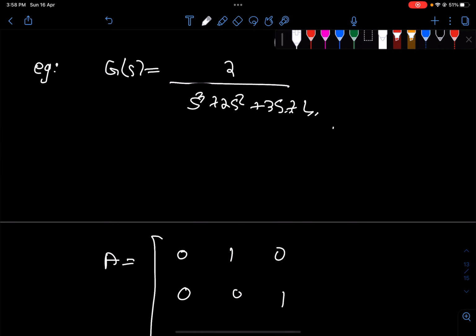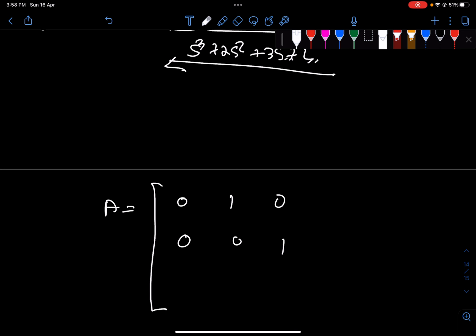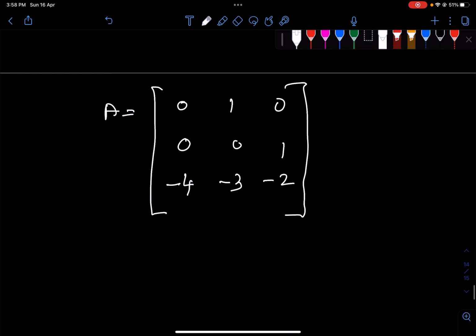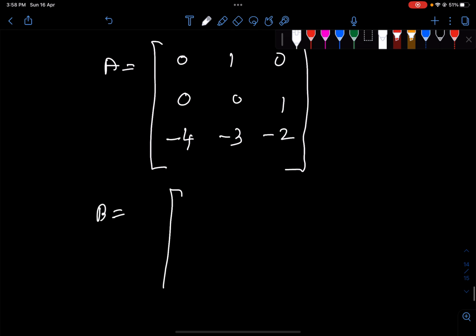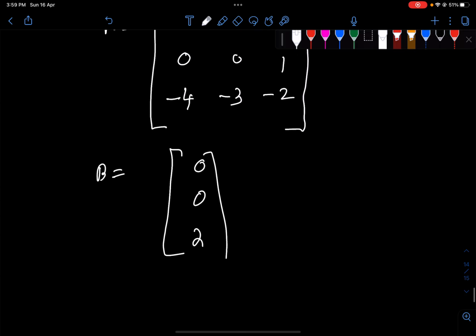Just easy. From here you straight away start from this side. So what is the first number? 4, right? Put negative 4. And the next one is 3, right? Minus 3 and minus 2. This is the A matrix. And the B matrix is very easy. That is 0, 0, and it ends up with B0, that is just 2.